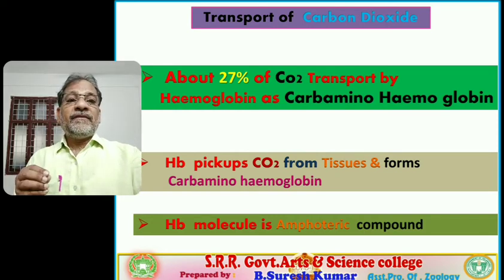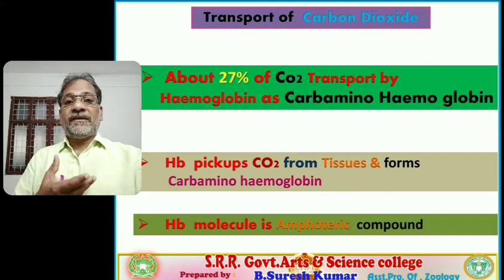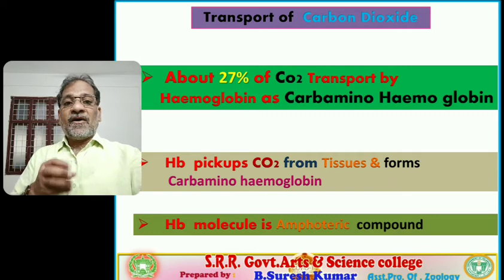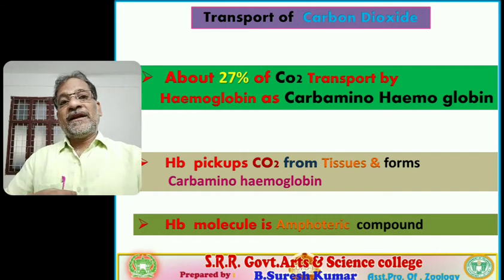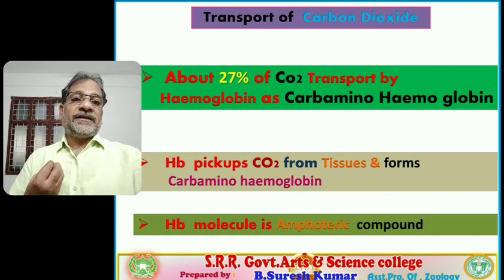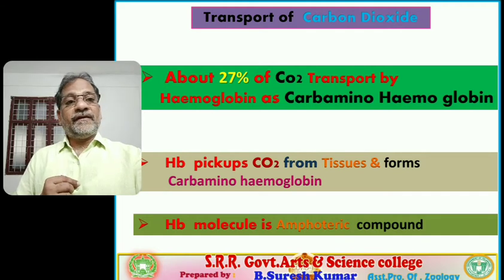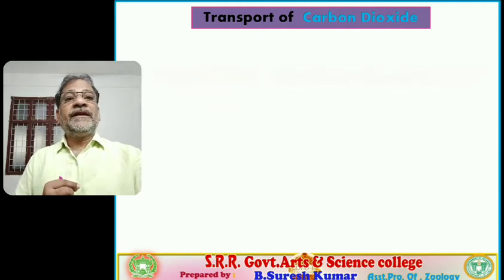That's why the hemoglobin molecule is capable of picking up carbon dioxide from the tissue. At the alveoli, the oxygen partial pressure is more. Due to its amphoteric nature, it releases the carbon dioxide and picks up the oxygen. That is the ability of hemoglobin. Follow, students? Right.